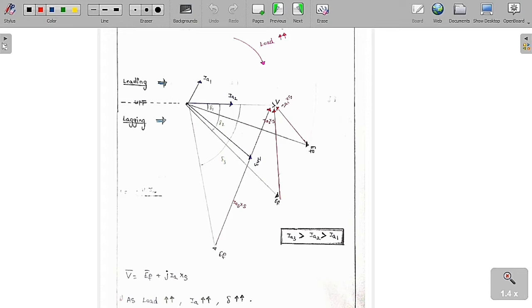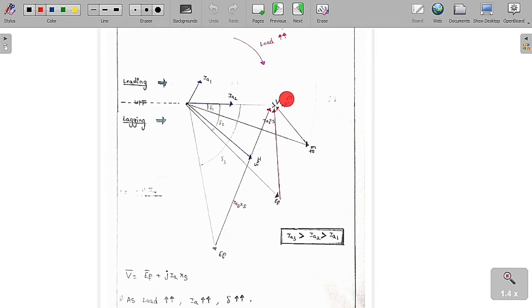Whenever the excitation is constant, Ef is constant. The supply bus bar voltage is also constant, so V is constant. As the load increases, the current Ia also increases. Based on this, we are going to draw the phasor diagram. As I already told you, in a synchronous motor the expression is V bar is equal to Ef bar plus j into Ia into Xs. V is always going to lead Ef, irrespective of the current drawn by the synchronous motor.